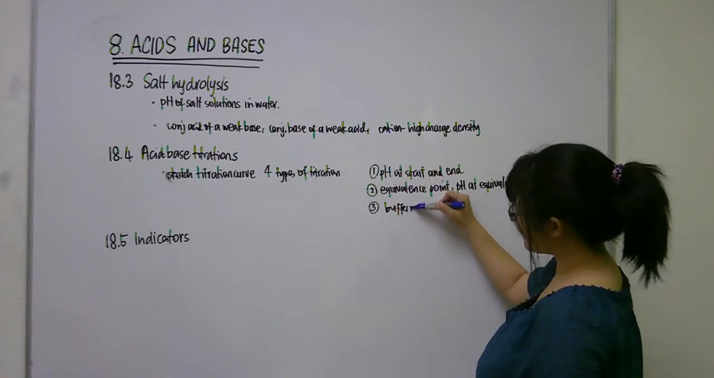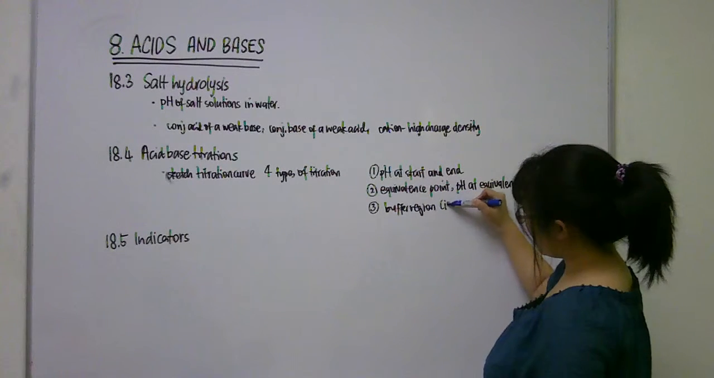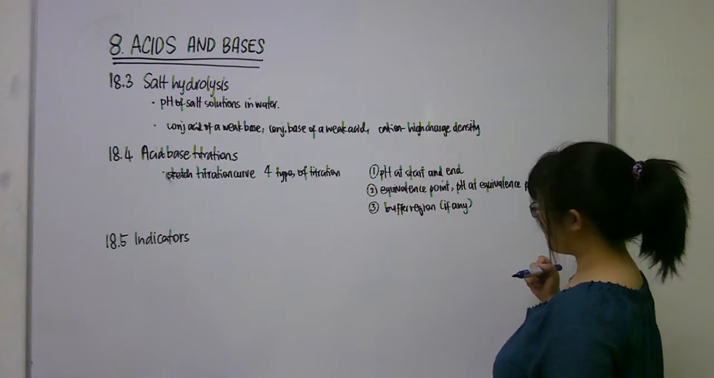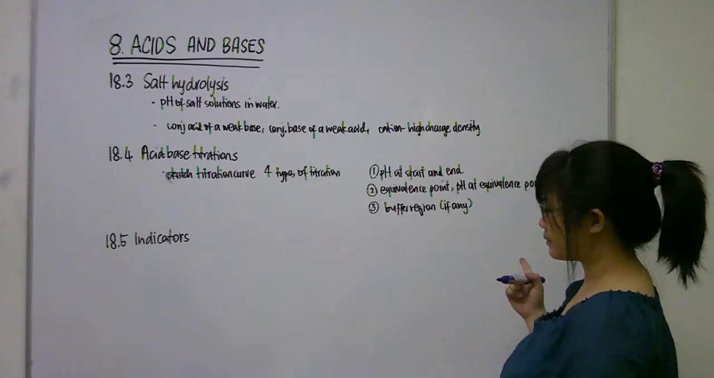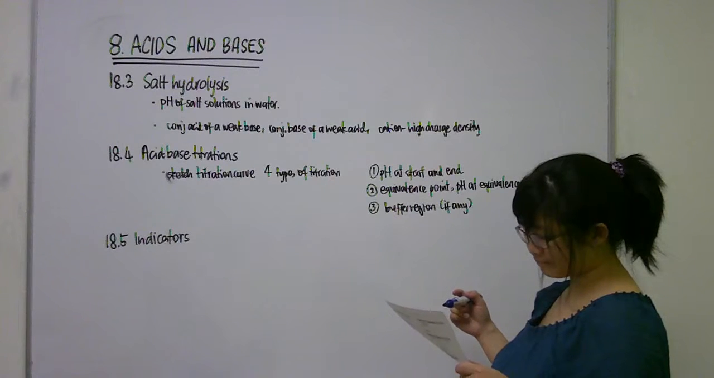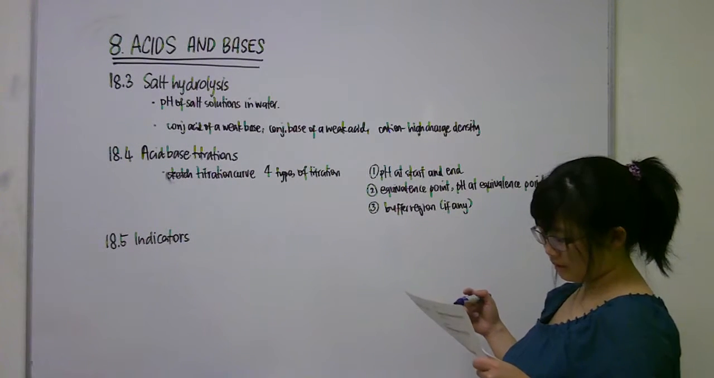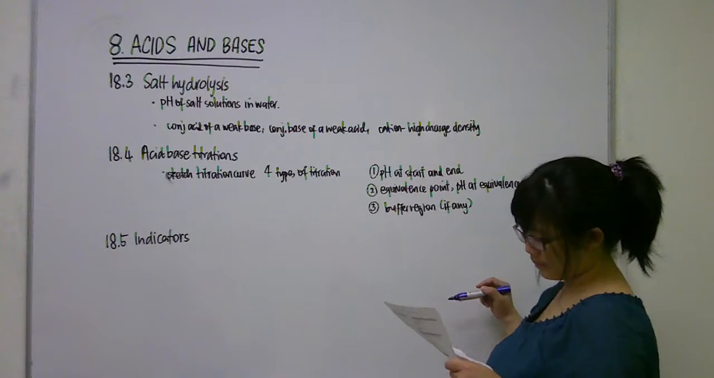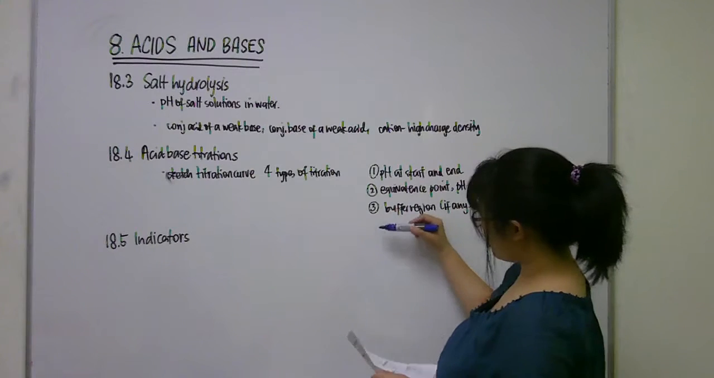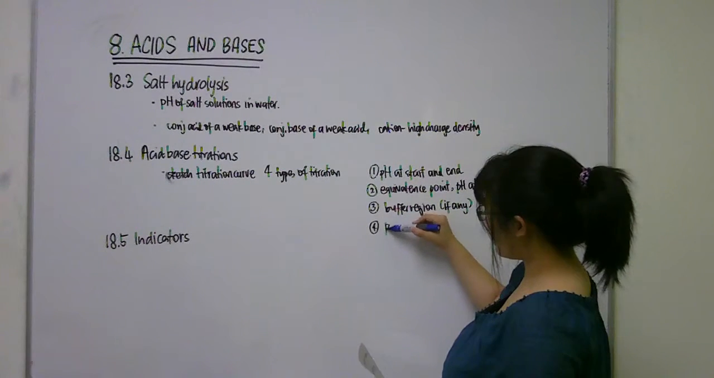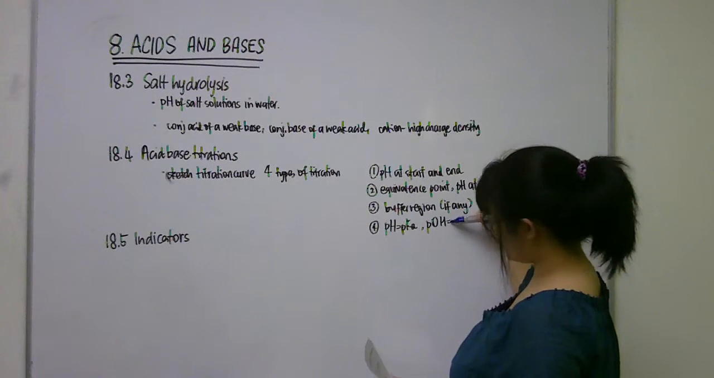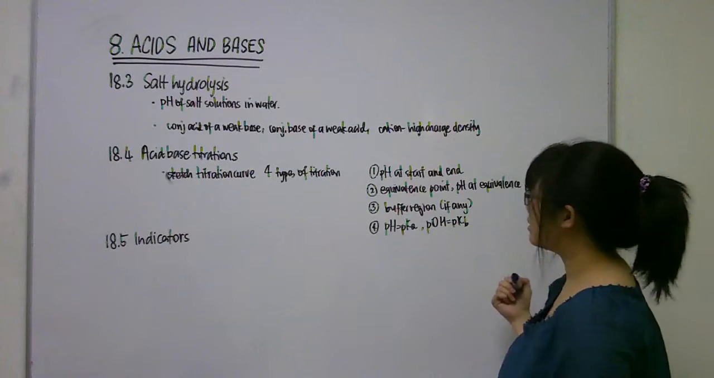The third one is the buffer region, if any. These are the 3 things. You also need to teach the students where the pH will be equal to pKa, or where the pOH will be equal to pKb. That's the 4th one.